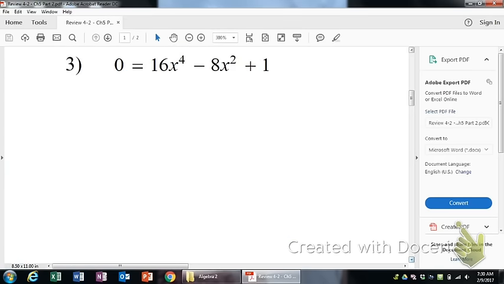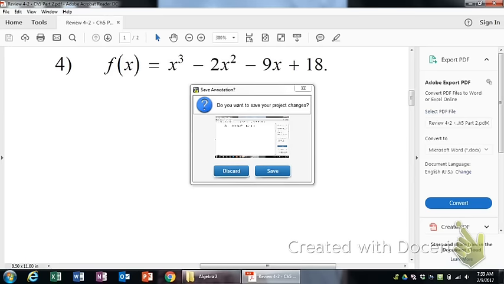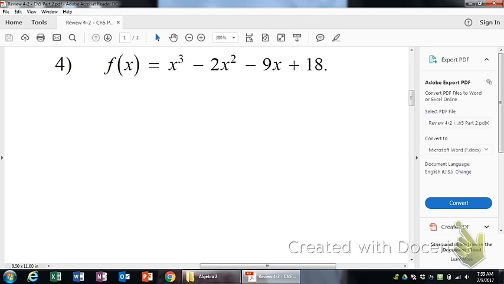All right, let's go and do number 4. All right, here we are. So once again, I'm looking for the zeros. Once I notice that there are 4 terms, I instantly think, okay, 4 terms, factor by grouping.